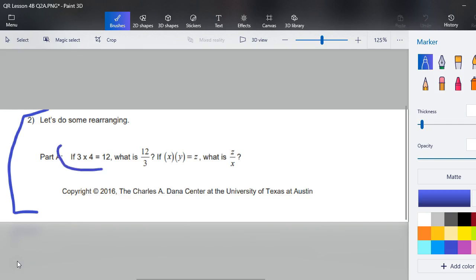Looking at part A, it gives us a statement. I agree with that statement. If I have 3 times 4, it does equal 12. But then it does a rewrite. Oh, so what would be 12 divided by 3? Well, let me play around with this.